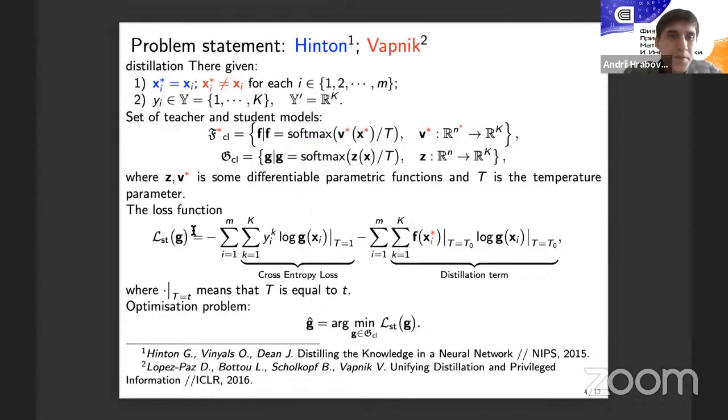In this work, they propose to use this loss function. The first term is a standard cross entropy loss, and the second term is a distillation term. It's the classical distillation problem statement. And we have an optimization problem which needs to be solved.